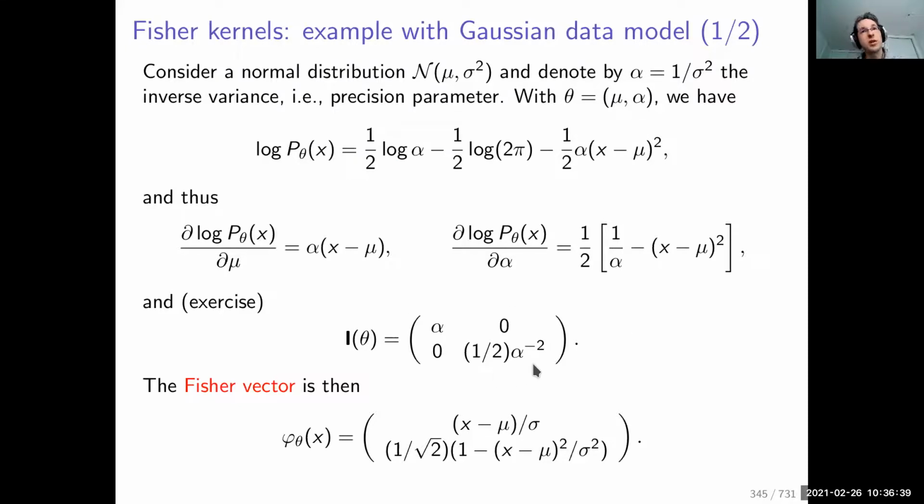And as an exercise, given this, you can simply compute the Fisher information matrix and observe that in that particular case, this is a diagonal matrix with two coefficients, alpha and 1/2 of 1 over alpha squared. It's a simple exercise. You simply look at the definition of the Fisher matrix, you look at the computation of the derivatives that we have computed here, and you obtain this.